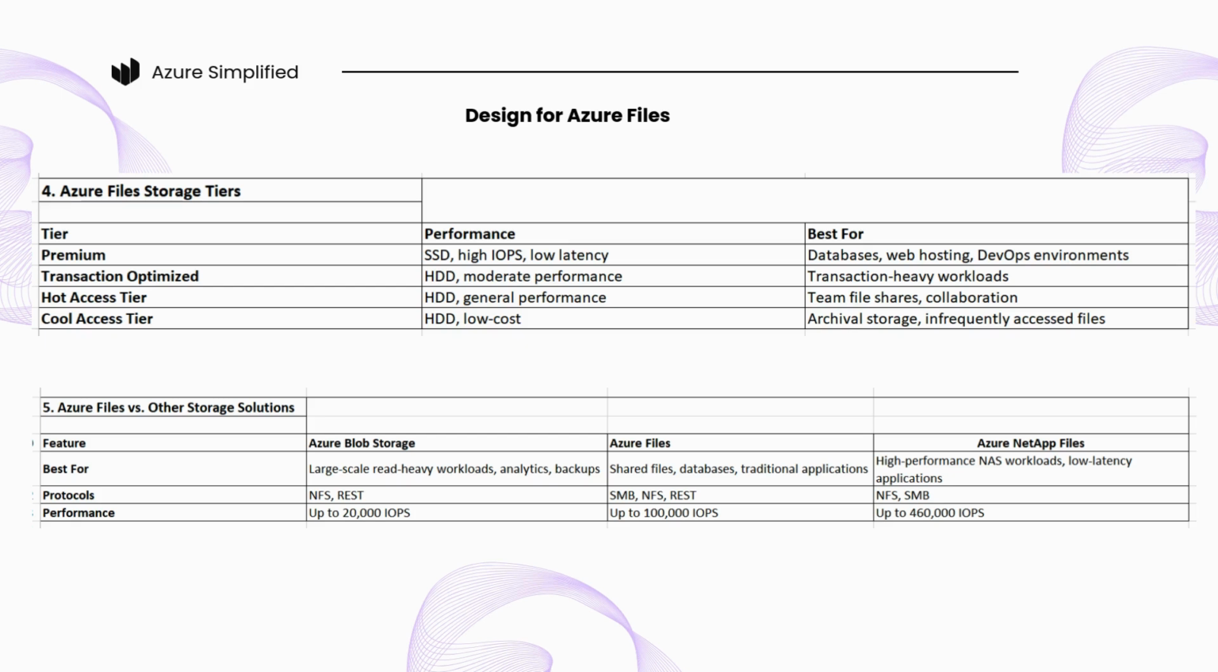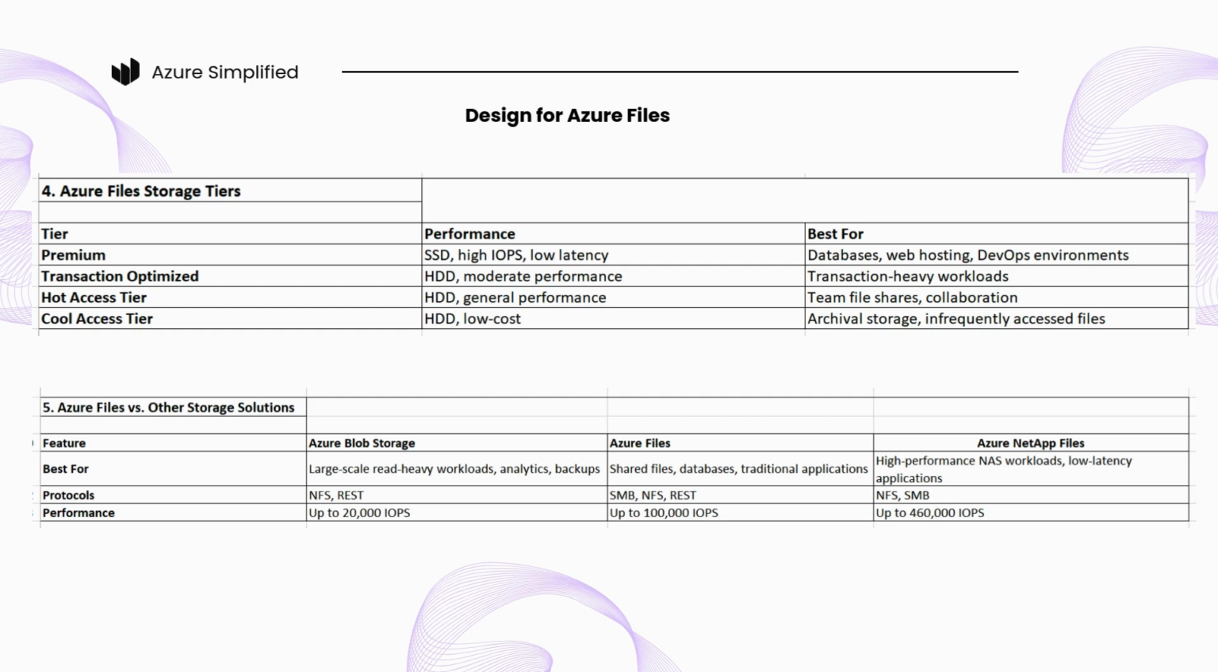Protocols. Azure Blob Storage supports NFS, Network File System, and REST APIs for object storage access. Azure Files supports SMB, Server Message Block, NFS, and REST, making it suitable for both Windows and Linux environments. Azure NetApp Files supports NFS and SMB, providing seamless file sharing capabilities for high-performance enterprise applications.